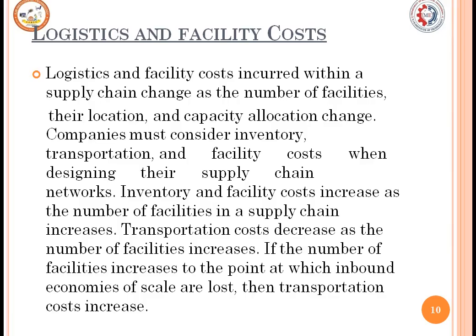Further, going to logistics and facility costs. Logistics and facility costs incurred in the supply chain change with the number of facilities, their location and capacity. Companies must consider inventory, transportation and facility costs when designing their supply chain networks. Inventory and facility costs increase as the number of facilities in the supply chain increases. Transport costs decrease as the number of facilities increases. If the number of facilities increases to the point at which inbound economies of scale are lost, then transportation cost increases.